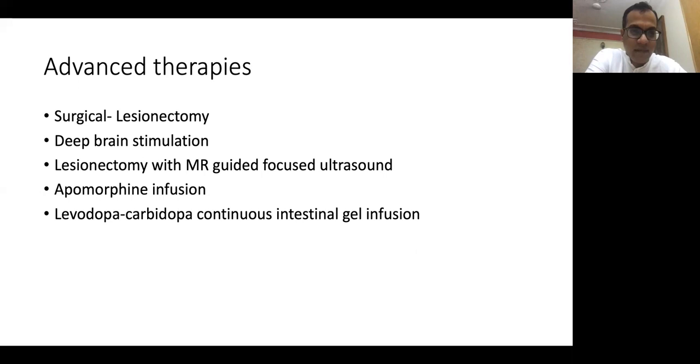For temporary relief, apomorphine infusion can be used. The problem is that apomorphine causes a lot of vomiting, so almost 50% of patients have to come out. Another option is to have a levodopa carbidopa continuous intestinal gel. So it's a device which can be placed by interventional radiology or gastroenterology. And generally, because it's a continuous infusion, even if patients forget to take their medications on time, some background levodopa is always available.